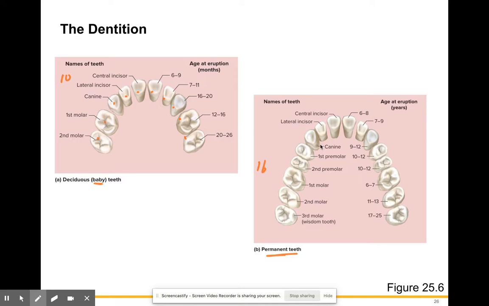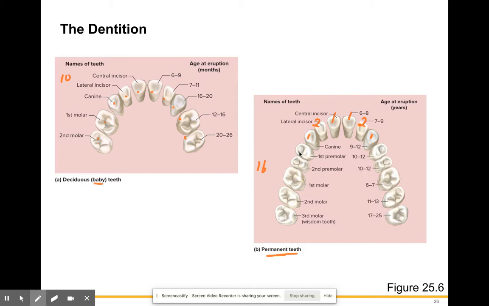We have two sets of incisors. Here's set number one, here's set number two, and they are all numbered. These four teeth are chisel shaped and help you bite into things and separate pieces of food. Then you have your canines here, one set of canines. Those canines are like the fangs and help puncture things.